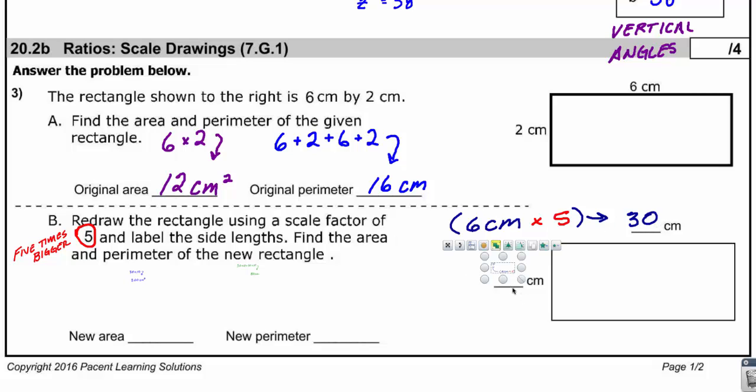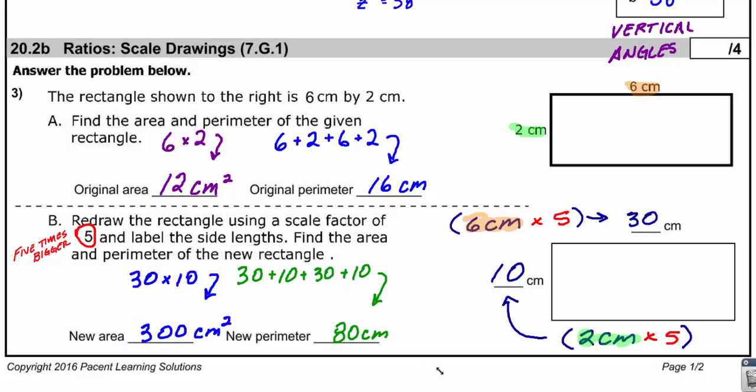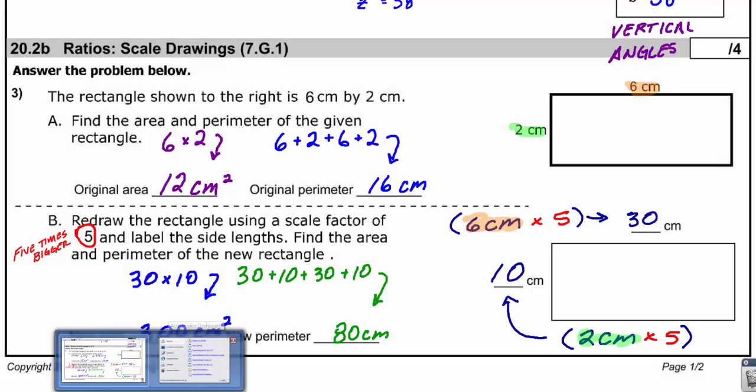To get the side, we do the same thing. We take the original side, 2 centimeters, right here, 2 centimeters. Highlighters are great things. Just like on the first one, the original side was 6, so this was 6 times the scale factor. So 2 centimeters times the scale factor of 5, 10 centimeters. Now we're ready to get the new area, 30 times 10, and the new perimeter, add up all the sides, 30 plus 10 plus 30 plus 10.